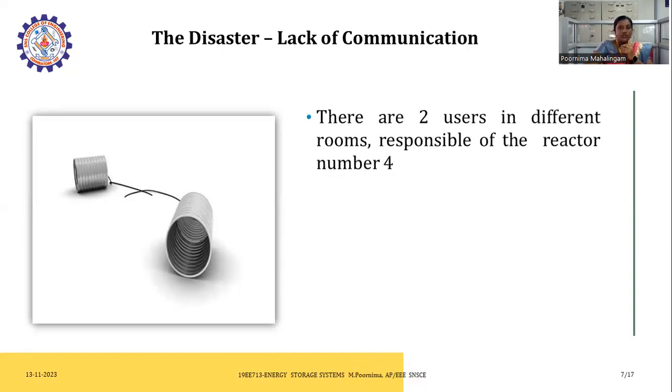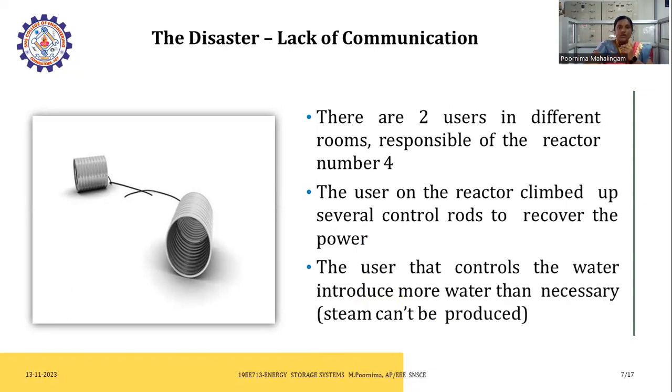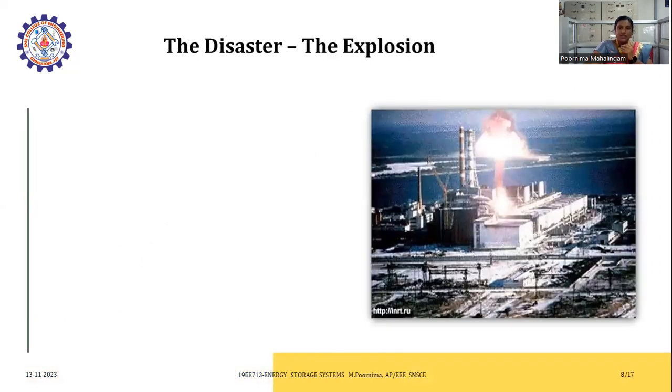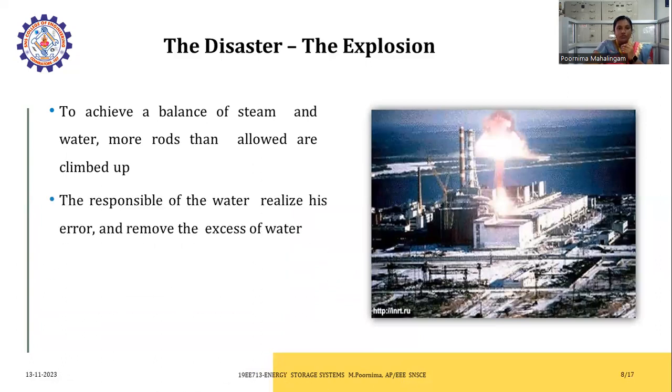Here there are two users in different rooms responsible for reactor number 4. The user on the reactor raises several control rods to recover the power. The user who controls the water introduced more than necessary, so the steam can't be produced. And then comes the explosion. Finally, to achieve a balance of steam and water, more rods than allowed are raised. And here the person responsible for the water realized his error and removes the excess of water.